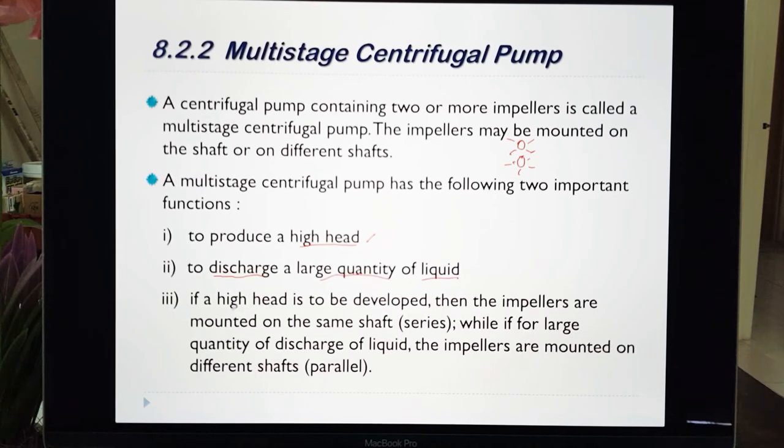If high head is to be developed, for example you want to transfer the fluid from lower ground to a higher altitude, then normally they will use this multi-stage centrifugal pump. So if high head is to be developed, the impellers are mounted on the same shaft. This is known as series. While if it is for a large quantity of fluid discharge, then the impellers are mounted on different shafts. This should be in parallel.